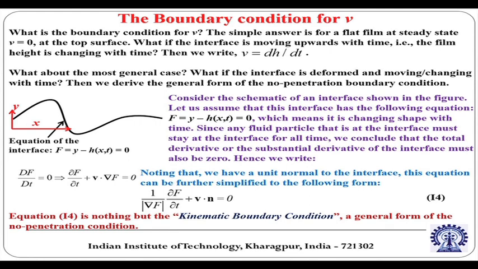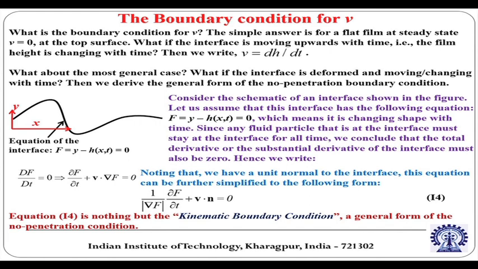However, if the interface is moving upwards with time, that is the film height is changing with time, then V is equal to dH dt, right? This is straightforward, but this is a special case, that V is equal to dH dt when the film is flat. But what happens when the interface is deformed and moving or changing with time? For that we will use a boundary condition which is called the kinematic boundary condition. The kinematic boundary condition is essentially a generalization of the no penetration boundary condition.